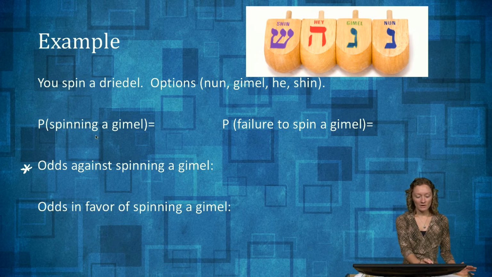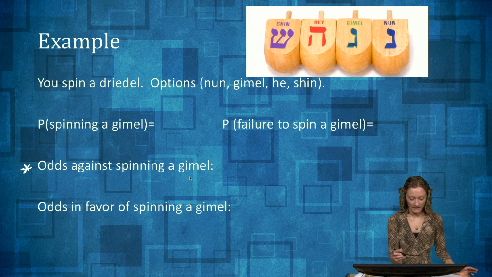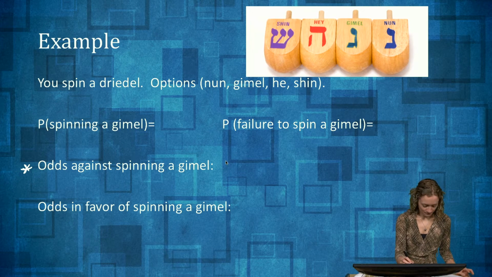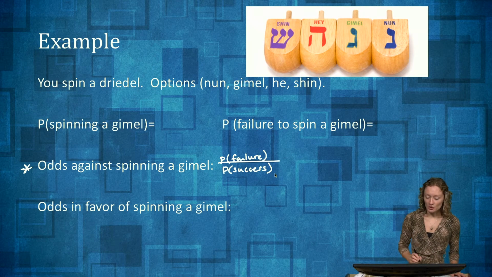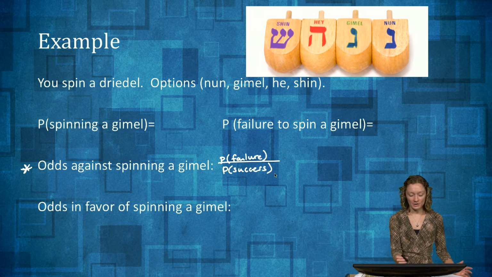In the last section, we looked at finding probabilities, but here the questions are about odds. So this is going to be the question we care about: the odds against spinning a gimel. Odds against means that we have probability of failure for the event, which is spinning a gimel, over probability of success. While we don't necessarily care about each of those individual probabilities, in order to find odds, we need those probabilities. So let's find the probability of spinning a gimel and not spinning a gimel.